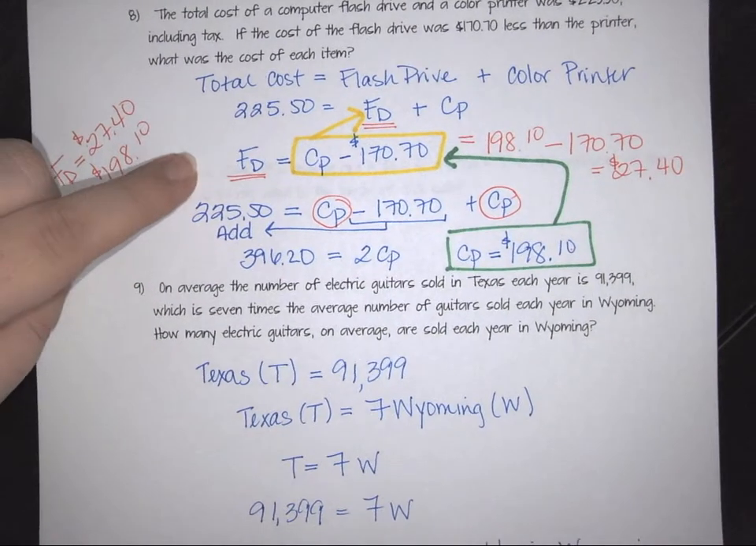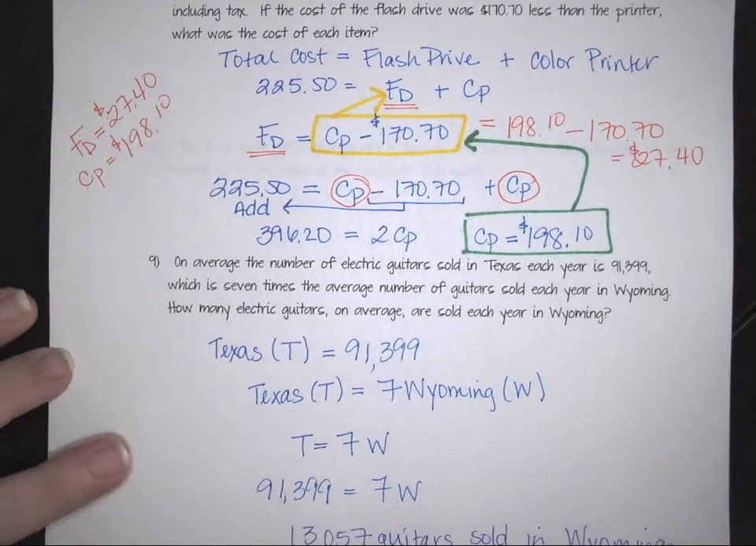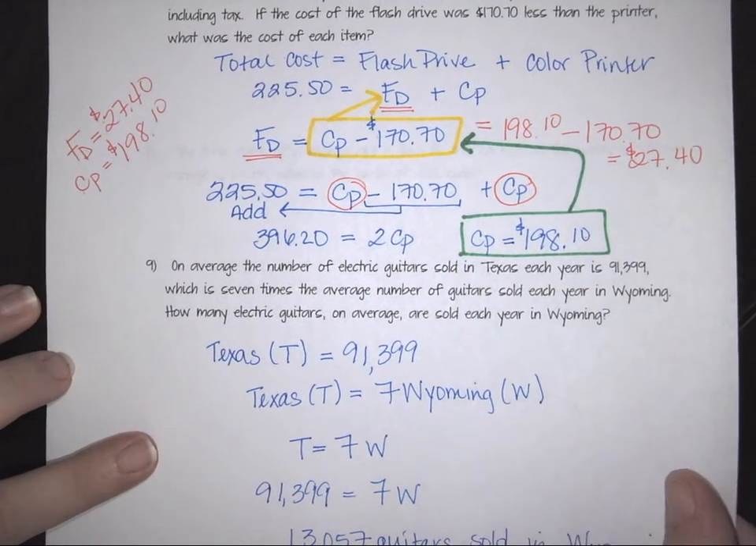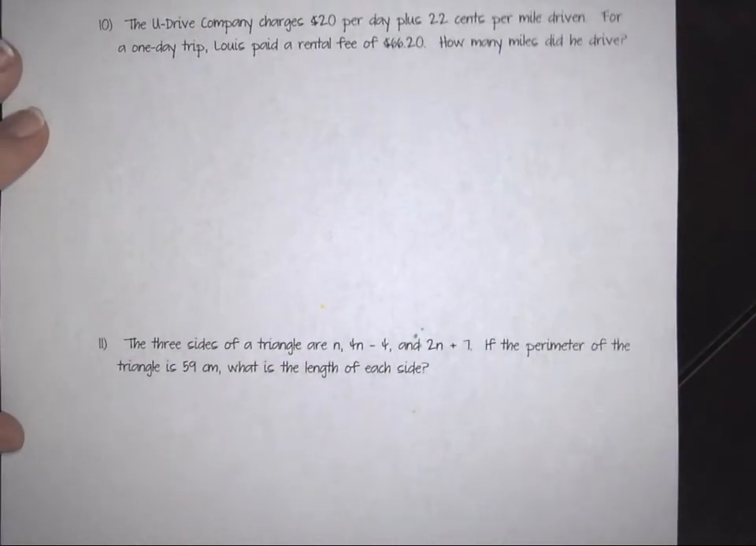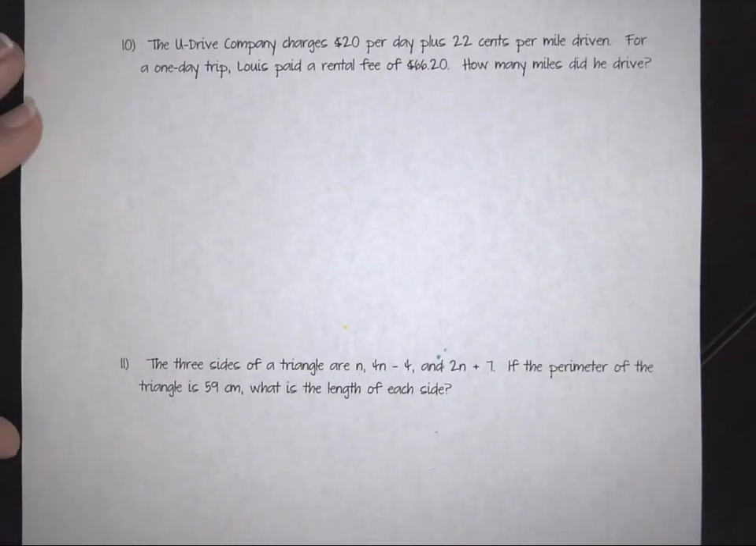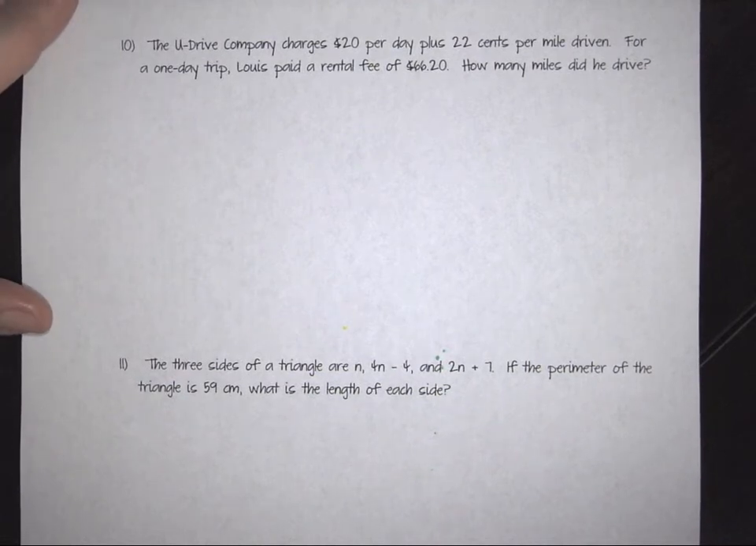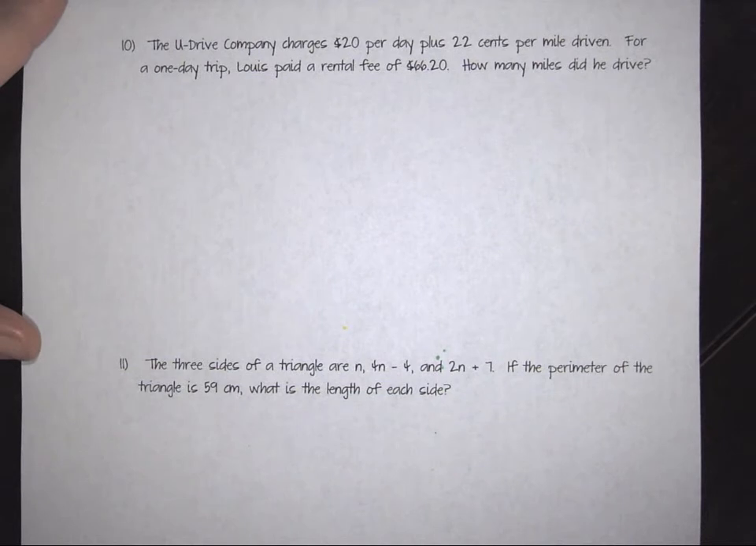So sometimes your problems are a little complicated, like this one here. Other times they're fairly straightforward, like this one down here. Alright, let's look at another one. We have the U-Drive company charges $20 per day plus 22 cents per mile driven. For a one-day trip, Lewis paid a rental fee of $66.20. How many miles did he drive?